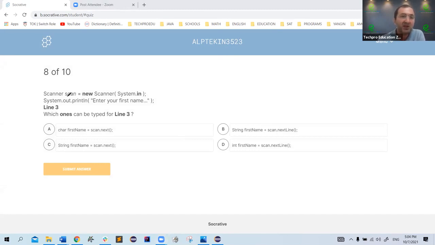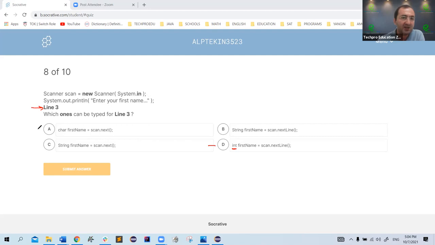Here a scan object is created in the Scanner class. So it asks the user to put some data into the system. So we are asking, enter your first name. So line 3, which ones can be typed for line 3? The user will type a name. Name is string type, not a number. So the ones which start with int, look, this is int, can't be true.